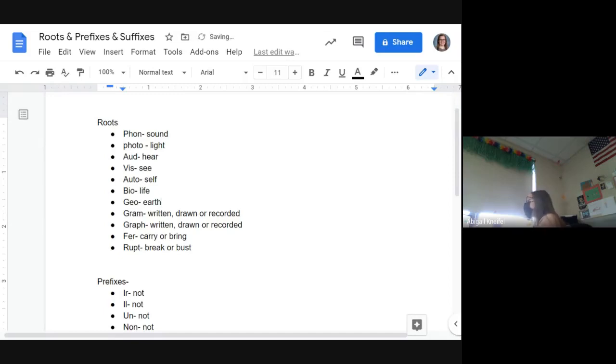Gram means written, drawn, or recorded. Graph means written, drawn, or recorded. Fer means carry or bring. And rupt means break or bust. Does anyone have any questions about those? Remember, these are things we've learned in the past. I just wanted to read them again one time to you. And remember, the main part is you remember a root can go anywhere in a word.